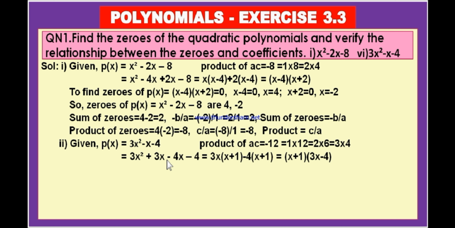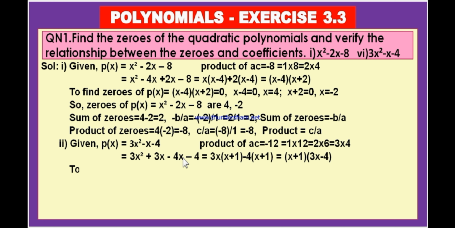Plus this 3x means 3x into 1. If we take 3x common, we have plus 1. And from the remaining two terms, you take minus 4 common: minus 4 into x plus 1. This is equal to, if we take x plus 1 common, x plus 1 into 3x minus 4. Now these are the two factors for the given quadratic polynomial.